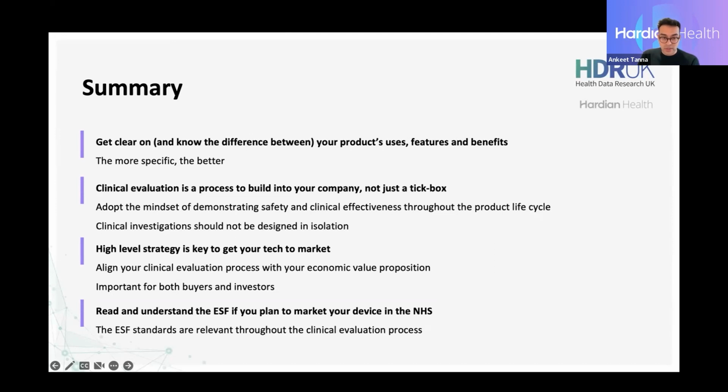And we recommend you read the ESF, as Hugh suggested, if you're planning to bring your device into the NHS or the UK market, because as we discussed, it's a framework that's been designed to help commissioners decide which products they want to buy and not.